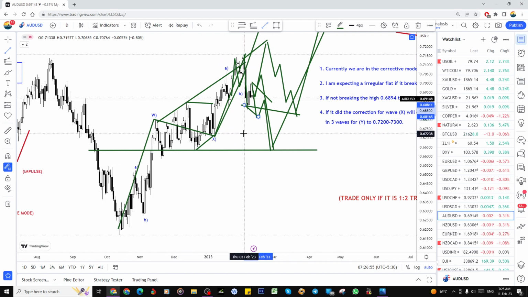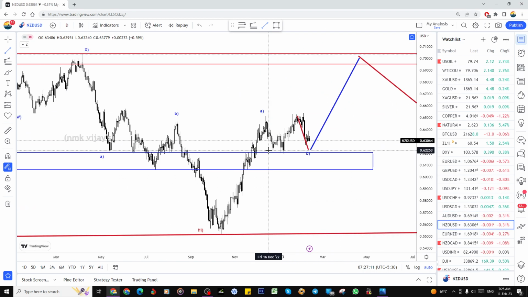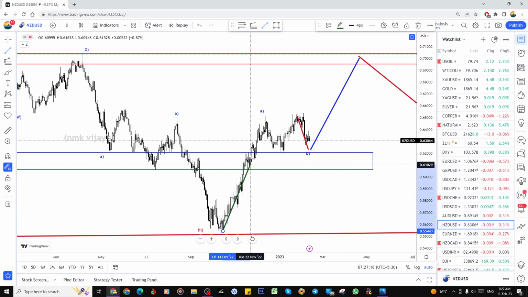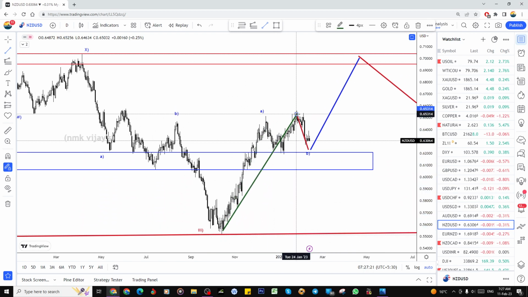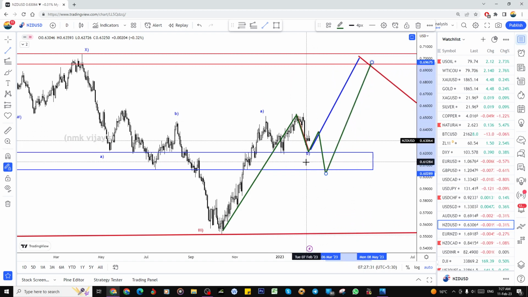So you need to be too good in that correction part. Expanded flat or running flat, or it could be a triangle in the correction, or it could be a zigzag. So wait for all the patterns. Next, New Zealand dollar. Look at this, I'm expecting this one, right? So whether from here it is going to do like this, or this is the completion of that correction and one more impulsive wave to the downside. Sorry, that correction part, this impulsive, correction, impulsive, and from here it can retest this zone also.